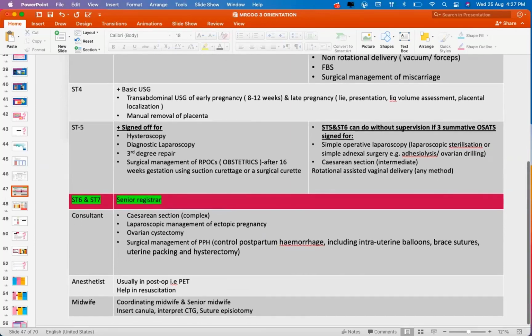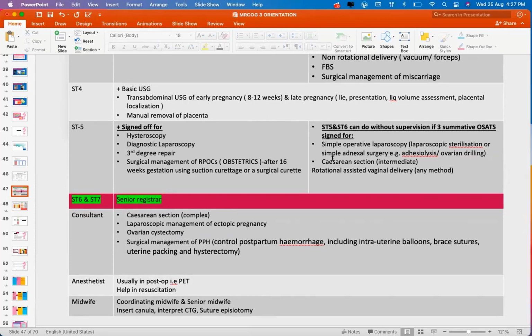ST5 and ST6 can do without supervision if 3 summative OSATs of these procedures are signed off, like simple operative hysteroscopies, laparoscopic sterilization, simple adnexal surgeries, adhesiolysis, ovarian drilling, intermediate cesarean section, rotational deliveries particularly. When their 3 summative OSATs are signed off, they can work as a senior registrar in any hospital in the NHS. So this is what the competencies of senior registrars are. ST5 cannot do that unless their OSATs are signed off.